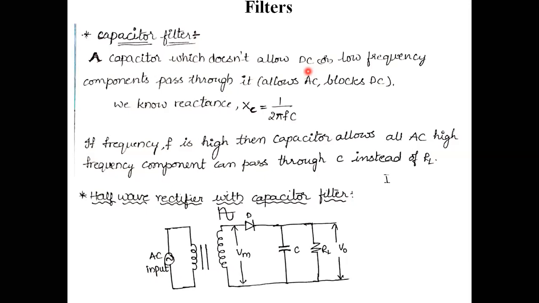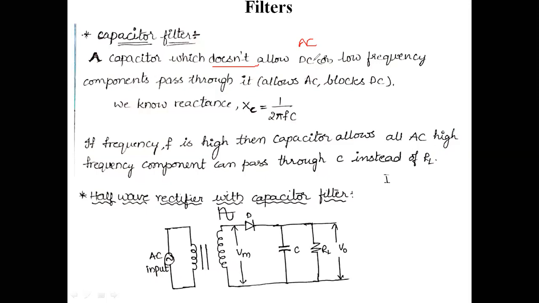A capacitor which allows only the AC component and does not allow the DC component. Sudden changes in the circuit are going to be avoided. Only low frequency components are going to pass through the capacitor filter. That is the point here.